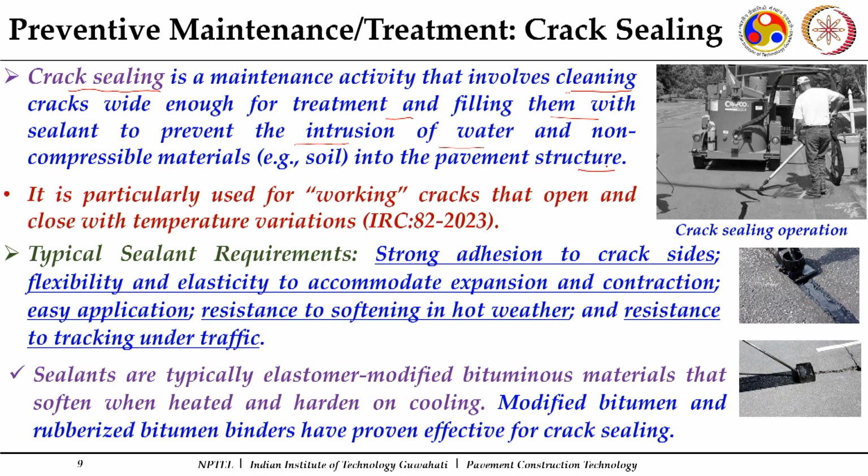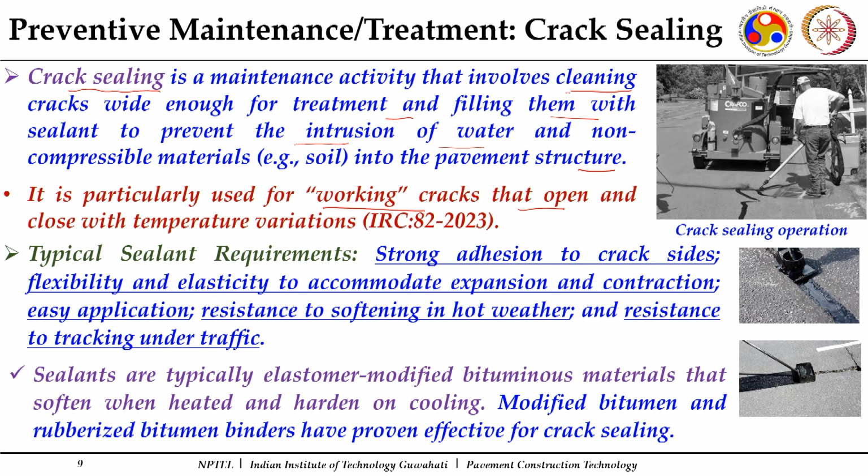So, this crack sealing activity has to be carried out under the preventive maintenance job, and this will help us to delay our distresses. It is particularly used for working cracks that open and close with temperature variations, specifically cracks which are smaller in width. So, typical sealant requirements. Now, what type of crack sealants can be used? This is another important aspect.